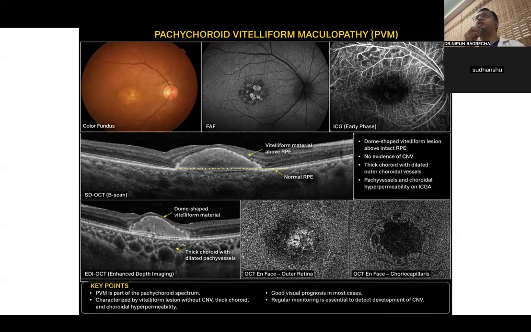Rightly pointed out. Most of the CSR cases in acute phases, if we catch them early and modify the risk factors, can be well treated. The fluid can be resolved. So this modification of the risk factors is very important.